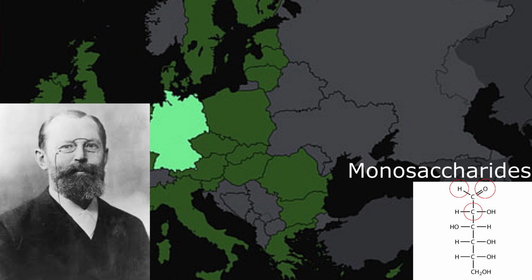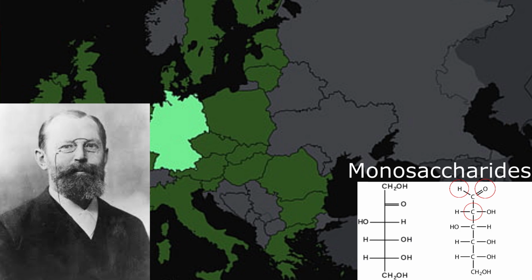Another common monosaccharide is fructose, also known as fruit sugar. The chemical formula for these types of sugars may be the same, but the way they are arranged strongly impacts what they will become. These are called isomers.